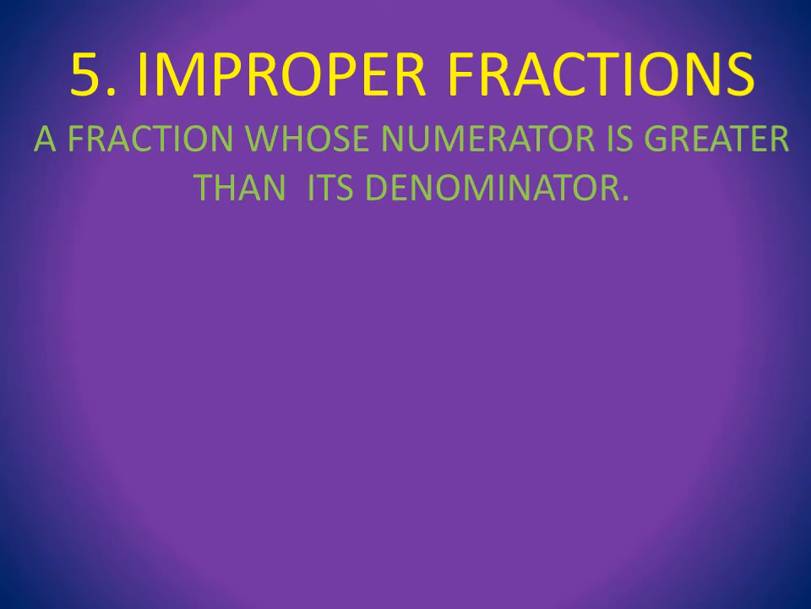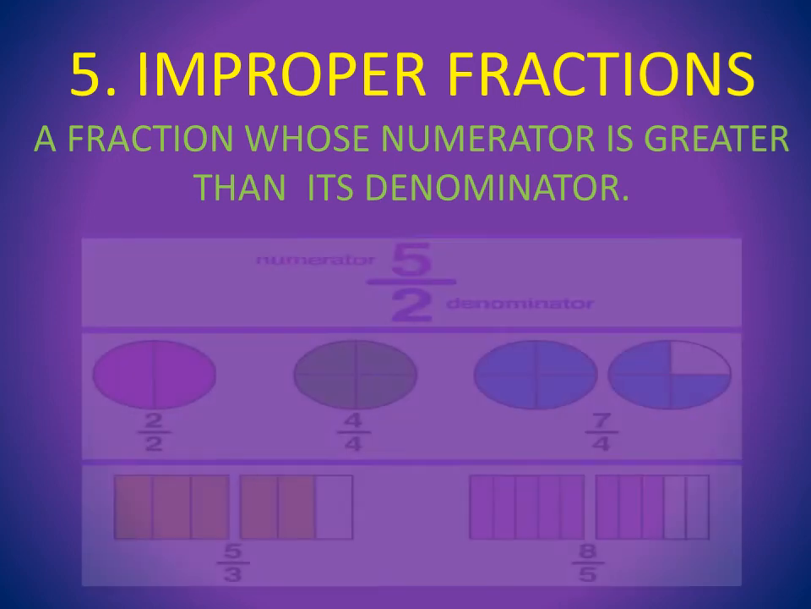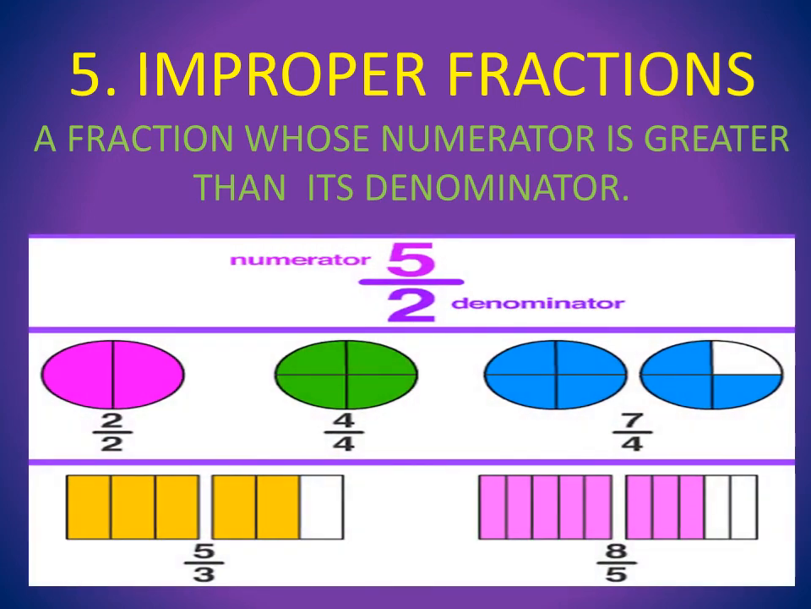Fifth, improper fractions. It is just the opposite of a proper fraction. A fraction whose numerator is greater than its denominator. So here the numerator is greater than the denominator. Just see one example. The example given is 5 upon 2. So here 5 is a larger number than 2. So the denominator here is the smaller number and the numerator is the bigger number. So it is an improper fraction.